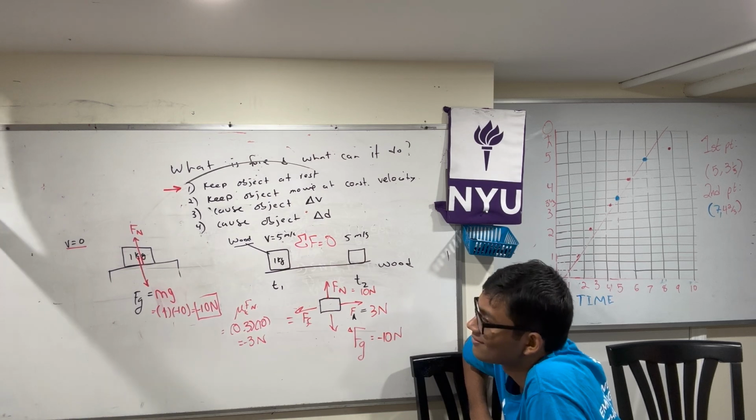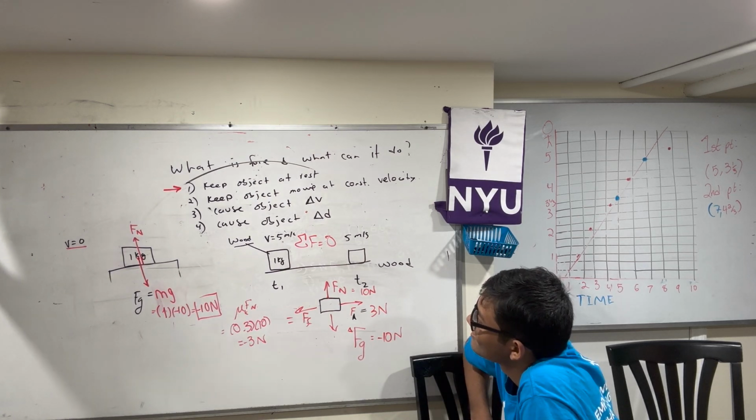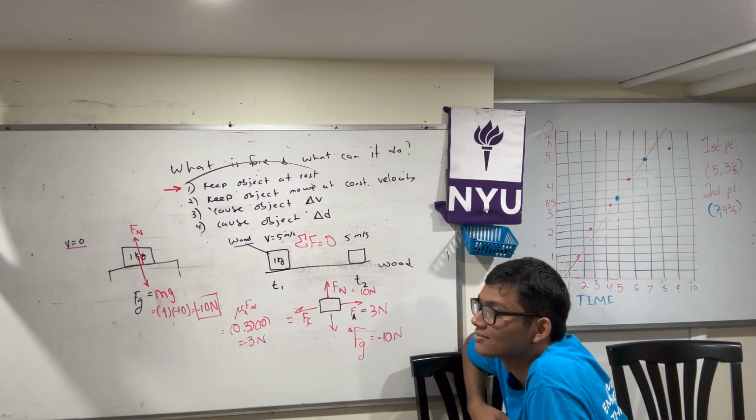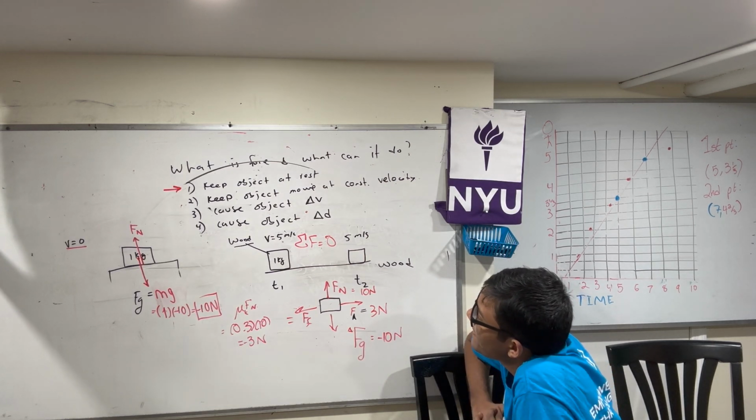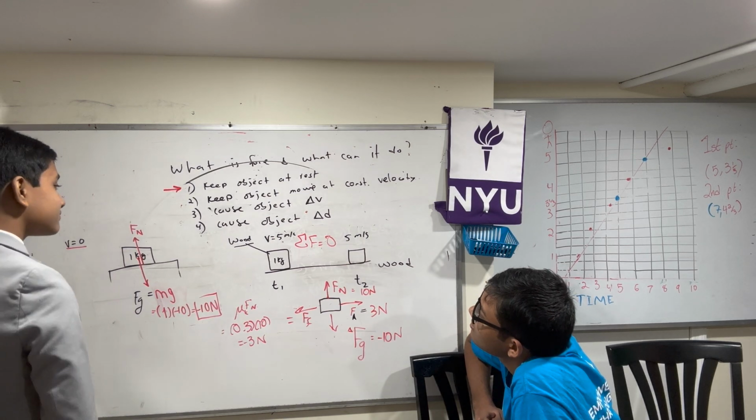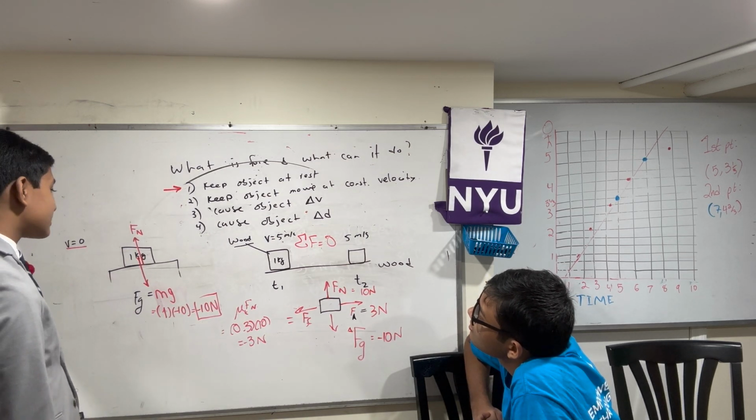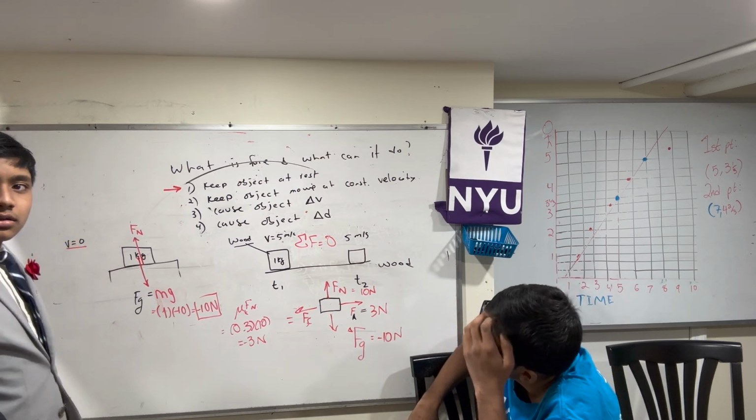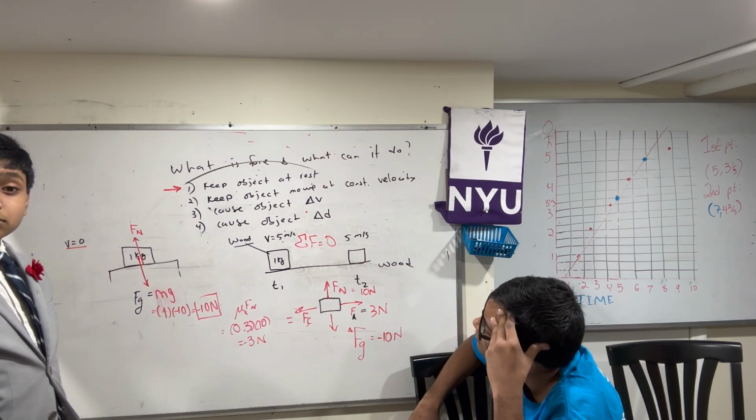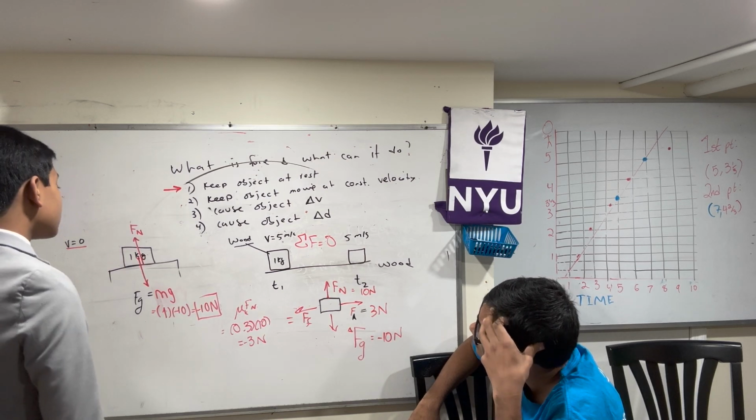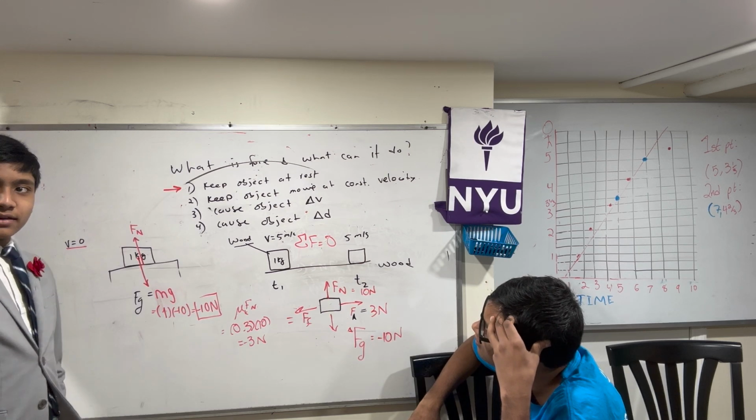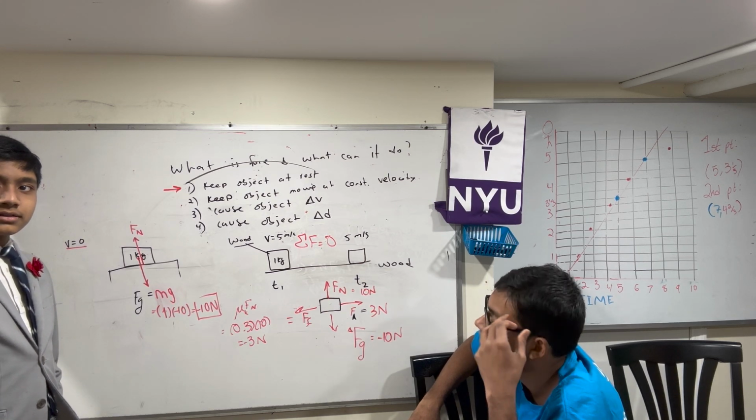Okay, so Aristotle would only understand which one? According to Aristotle, the object cannot move with 0 net force. According to Aristotle, the object's natural state is at rest, because it had no energy.